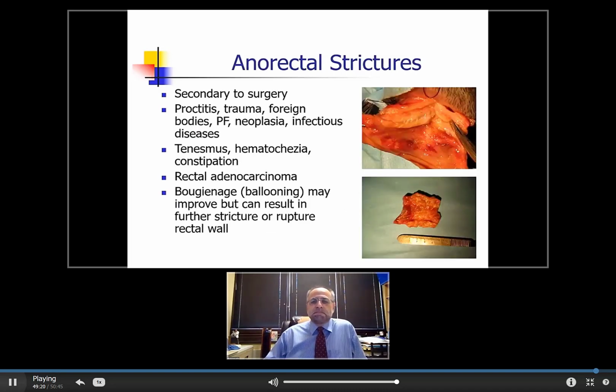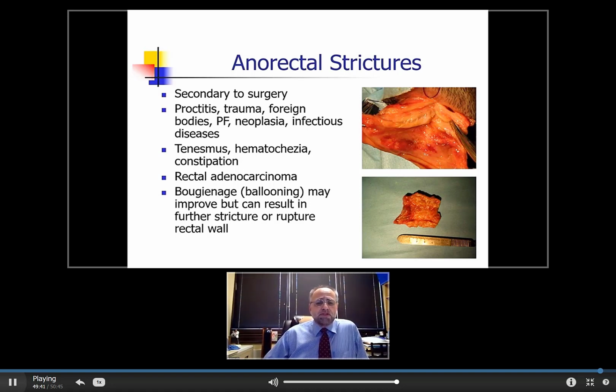The last thing I'm just going to mention briefly is anal rectal strictures, and these are usually due to trauma. These oftentimes may be secondary to surgery in that area to remove large masses. They could be due to foreign bodies that have passed. They could be due to neoplasia or infections. These are very difficult to treat.